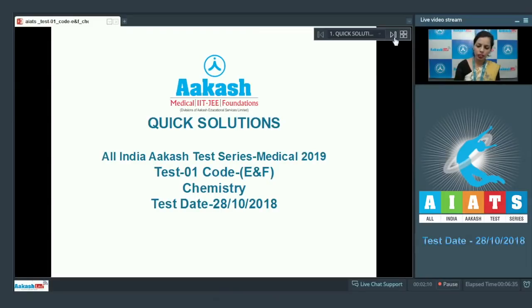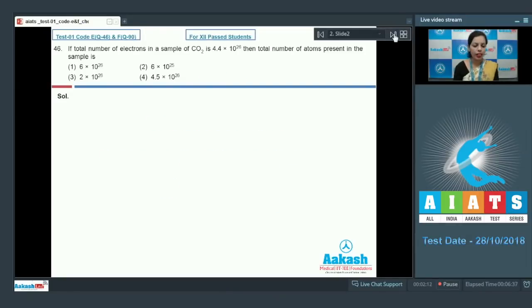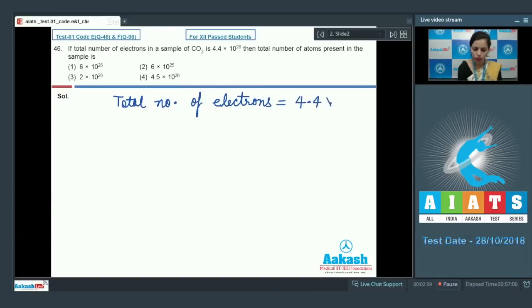So let us begin with question number 46. If the total number of electrons in a sample of CO2 is 4.4 into 10 to the power 26, then the total number of atoms present in the sample is. In this particular question, we have the total number of electrons given. These are 4.4 into 10 to the power 26. And what we have to calculate here is the total number of atoms present in the sample.